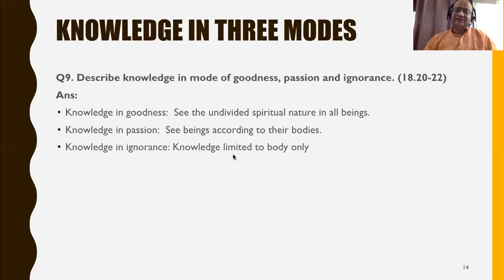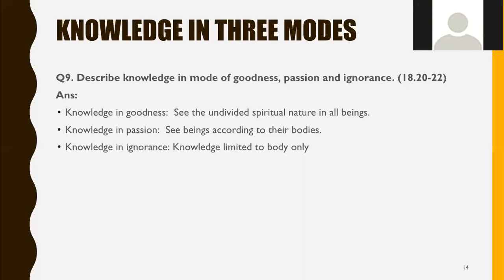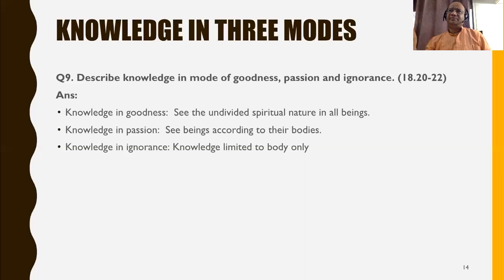And knowledge in ignorance is knowledge limited only to the body. Eating, mating, sleeping and defending. Say, mujhe khana mil jaye, meri bhook mit jaye, aur mujhe sone ko mil jaye, bas mujhe aur kuch nahi chahiye. That's what knowledge in ignorance means. Like small children, their whole world is around eating only. They get milk, they feel hungry, they cry, they get milk, they are okay. Similarly, these people are limited to the body only.